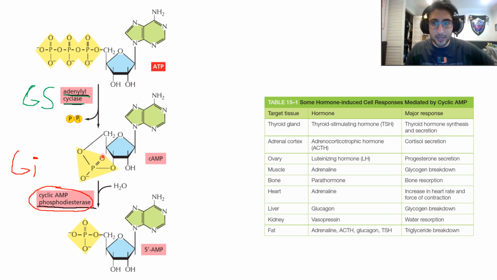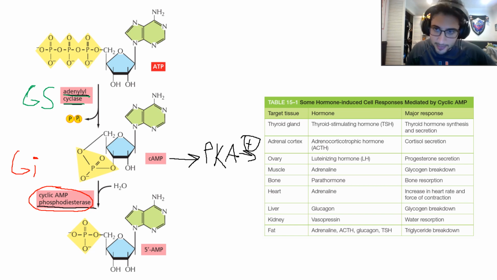So a G stimulatory protein stimulates changes in the cell by increasing the levels of cyclic AMP, because cyclic AMP is going to act on protein kinase A, which we'll talk about in a second. And then this is going to cause the downstream effects. Whereas phosphodiesterase is going to break down cyclic AMP, and that's why it's associated with the inhibitory G proteins.